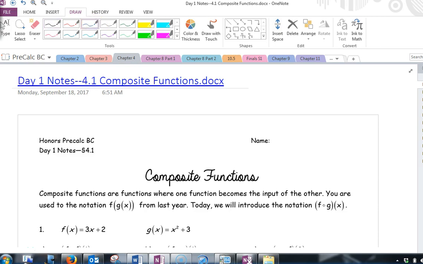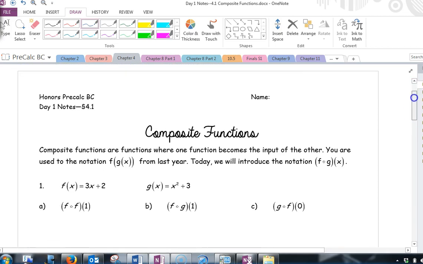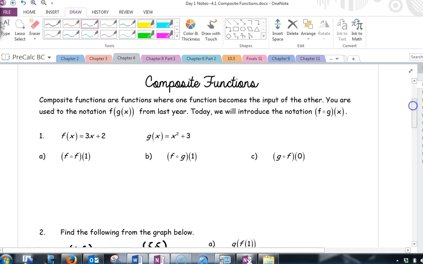This is going to be, for the most part, a little review from last year, and we are going to discuss composite functions. Composite functions are functions where one function becomes the input of the other. So we're used to this notation, f of g of x, from last year. Today we're going to start using this notation here. They mean the exact same thing. So just when you see these in the future in your book, they are the same.